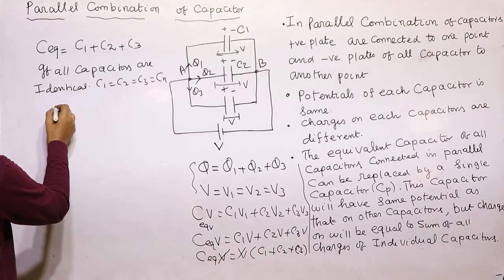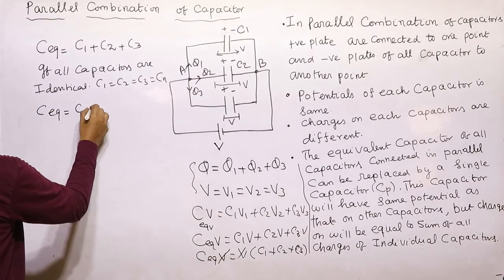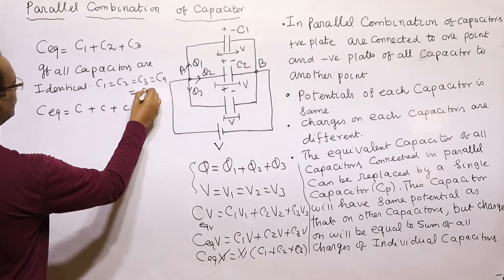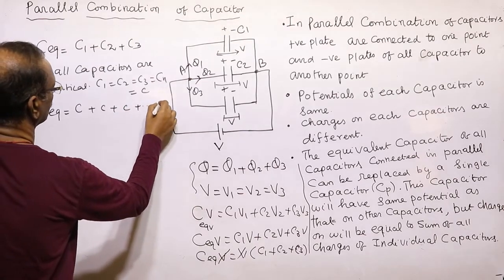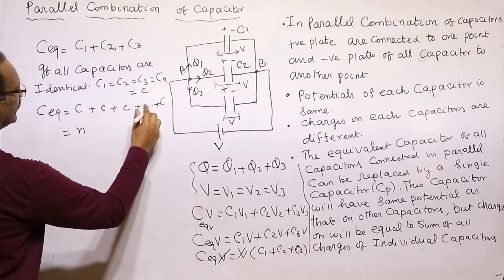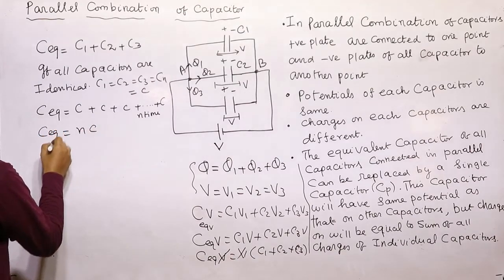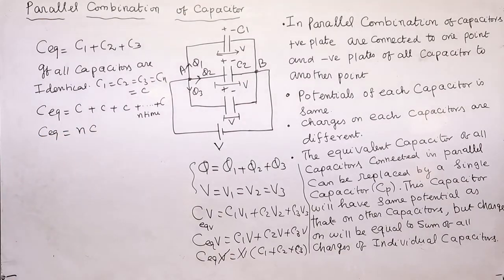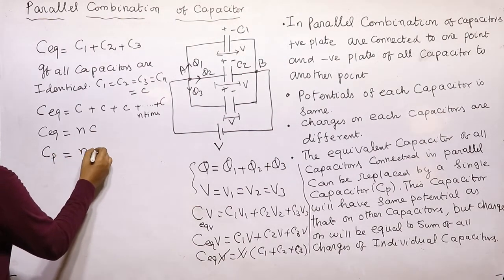So C equivalent is equal to C plus C, and so on. If all are equal, C1, C2, C3 all equal to C, and so on up to Cn, it means n times. Therefore n into C. So C equivalent is equal to n into C. It means when capacitors are connected in parallel, the effective capacitance increases. We can say C parallel is equal to n into C.